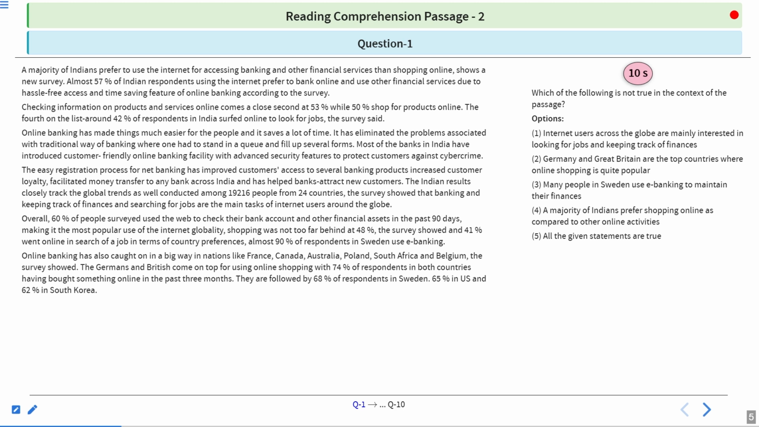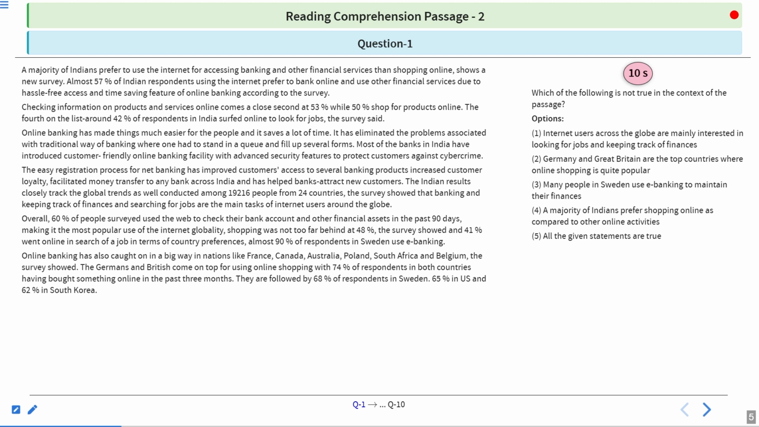The Indian results closely track the global trends as well. Conducted among 19,216 people from 24 countries, the survey showed that banking and keeping track of finances and searching for jobs are the main tasks of internet users around the globe. Overall, 60% of people surveyed used the web to check their bank account and other financial assets in the past 90 days, making it the most popular use of the internet globally. Shopping was not too far behind at 48%, the survey showed, and 41% went online in search of a job. In terms of country preferences, almost 90% of respondents in Sweden use e-banking.